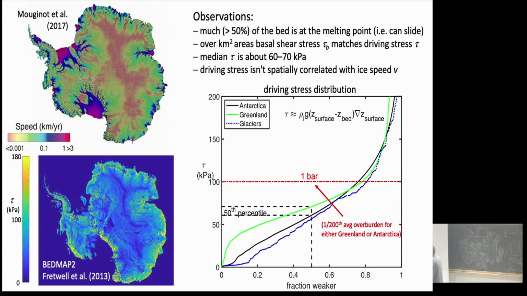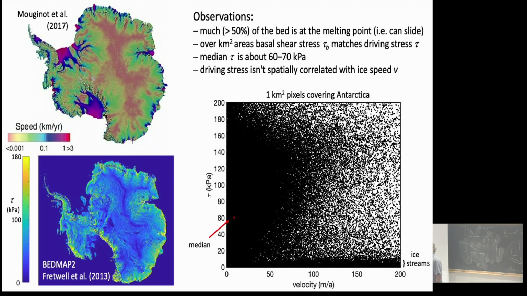Do I want to say anything else about that? Oh, I did want to say that ice speed and driving stress are not spatially correlated, and I will try to convince you of that right there. So this is for Antarctica. This is all of the data points on 1 kilometer square grids covering the continent. The median condition happens to be right there. And I think we can agree that that does not look like something that we would want to say there was a direct relationship between these two parameters necessarily.